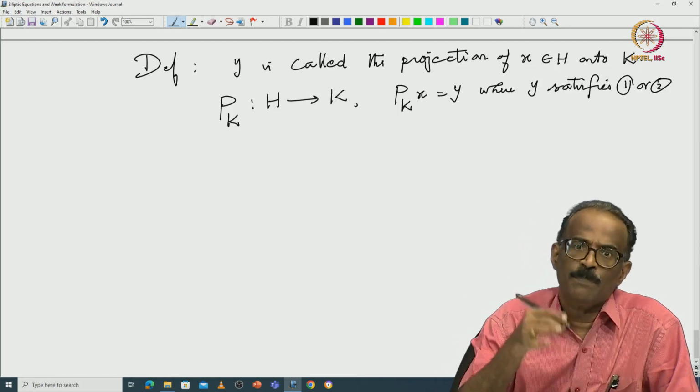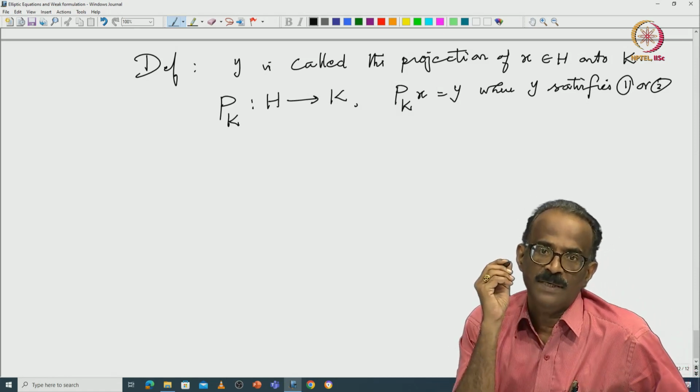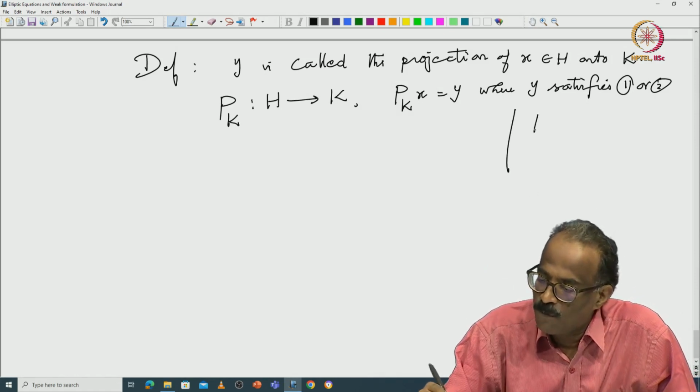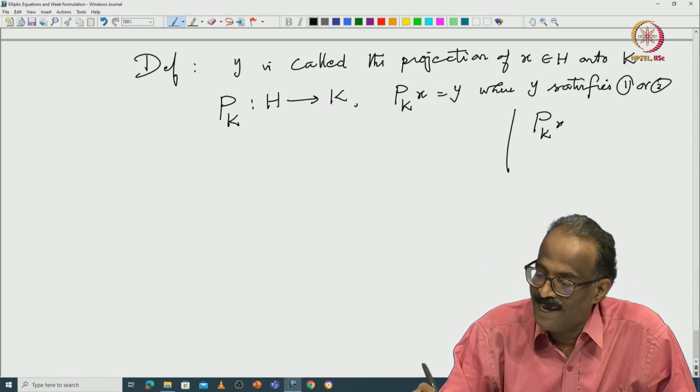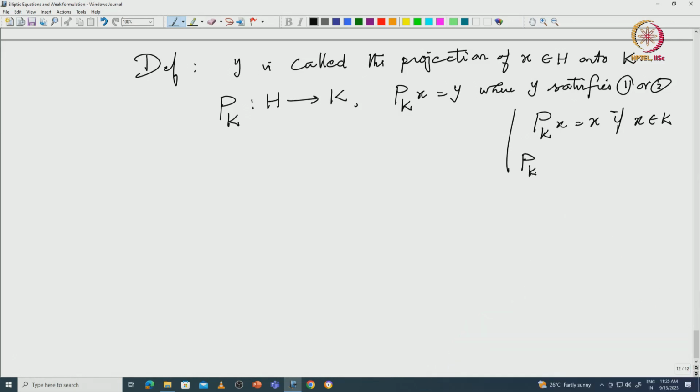This indeed is a projection in the sense of projection. You have learned it in functional analysis. You can see that if x is in K, P_K of x equal to x, and repeating that way you can get P_K squared is equal to P_K.